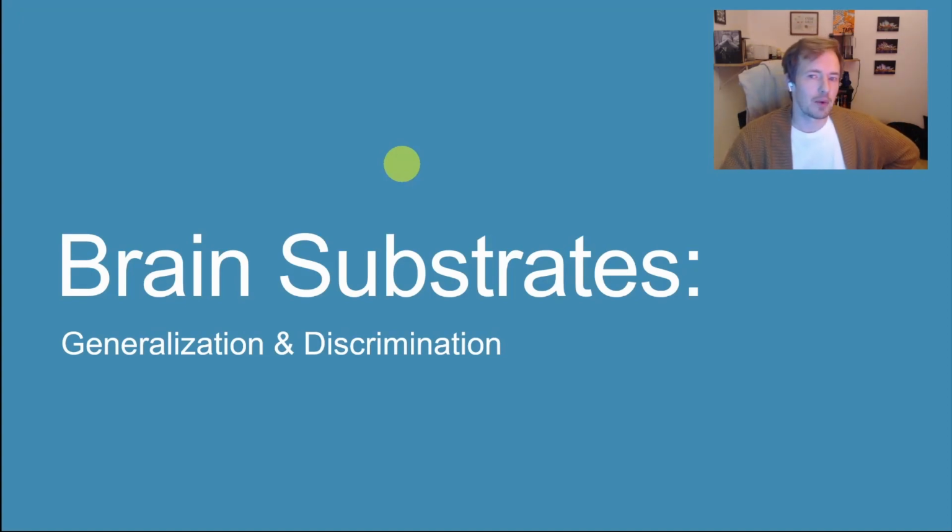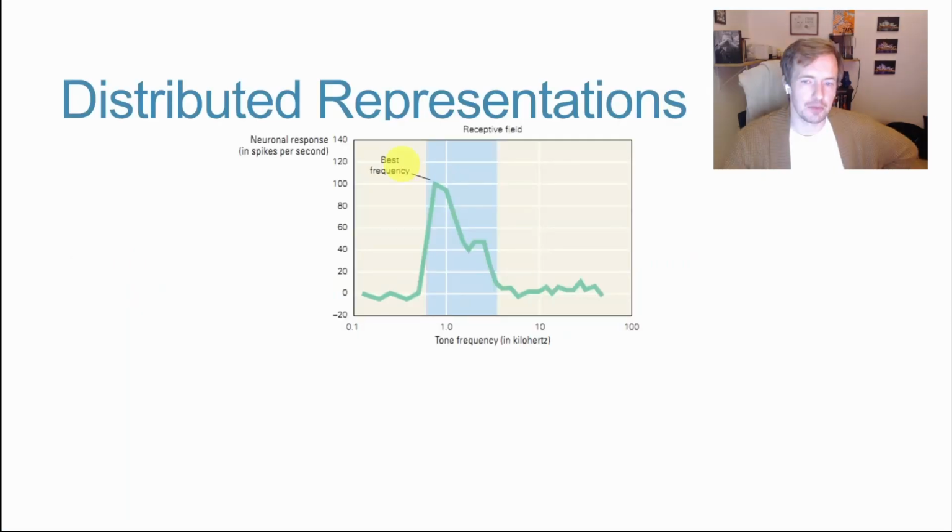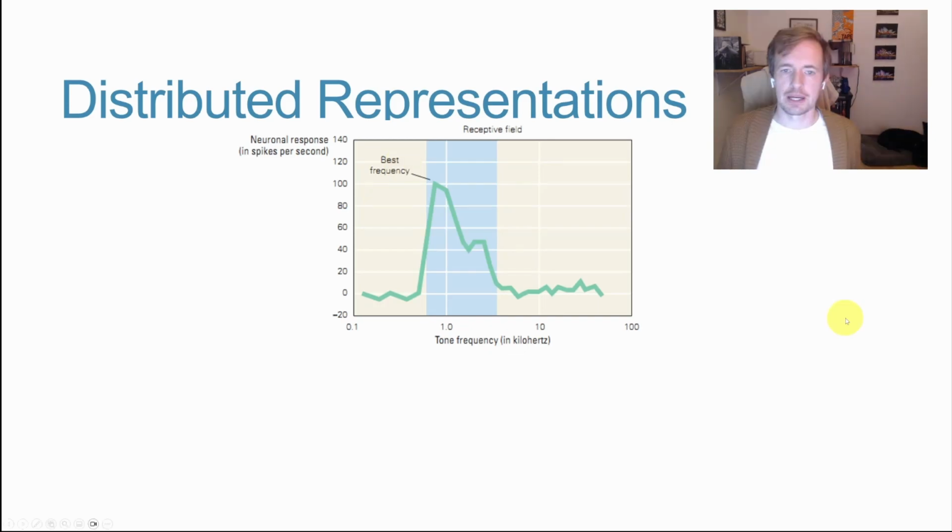All right, let's talk about what happens with generalization and discrimination whenever we are learning new things. Let's look at what happens at a very specific neuron-based level here. So this is basically a generalization gradient, but for a single neuron. So what exactly does that mean?